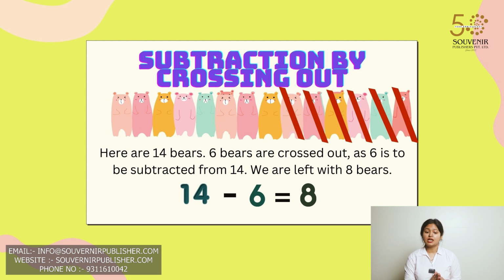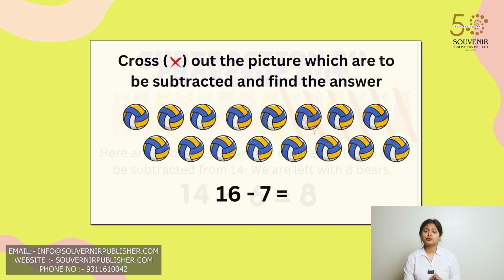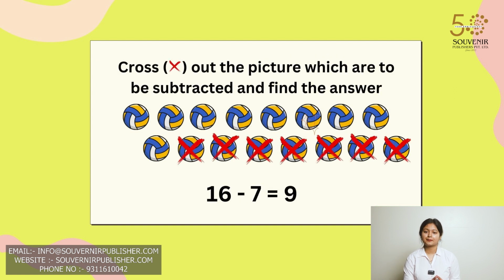Subtraction by crossing out. Suppose we have 14 bears. 6 bears are crossed out as 6 is to be subtracted from 14. We are now left with 8 bears. Now students, you cross out the pictures which are to be subtracted and find the answer. We have 16 balls and we have to subtract 7 out of them. So students, you are going to cross 7 balls and what are you going to get as an answer? Correct. That will be 9 balls.